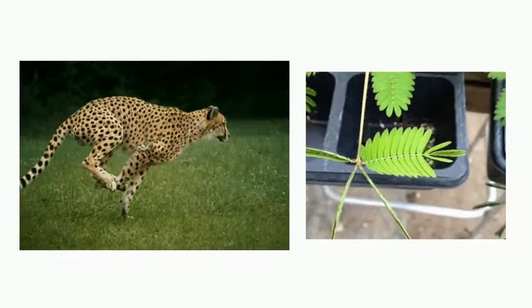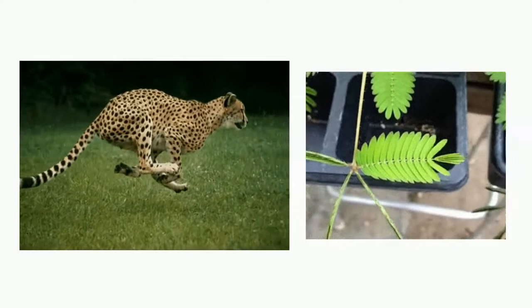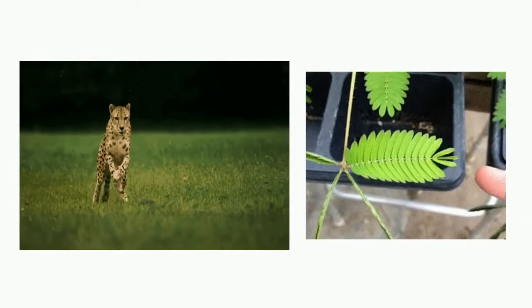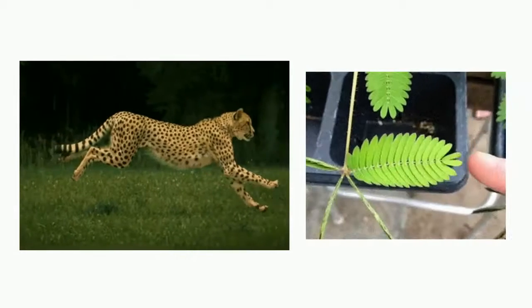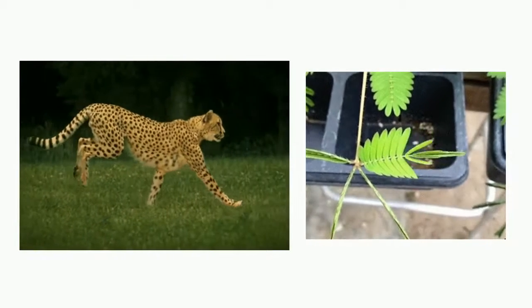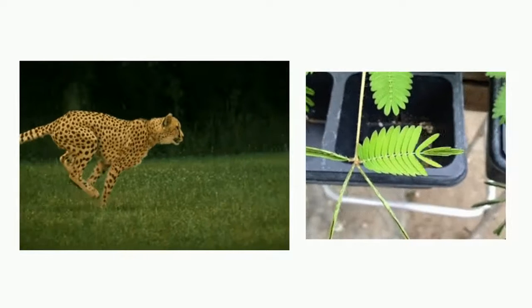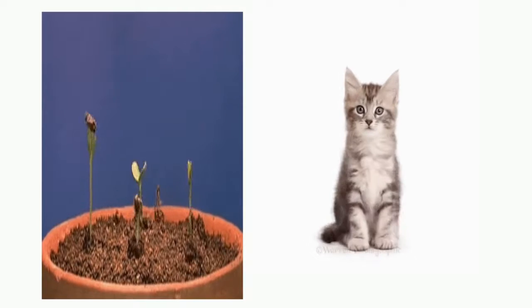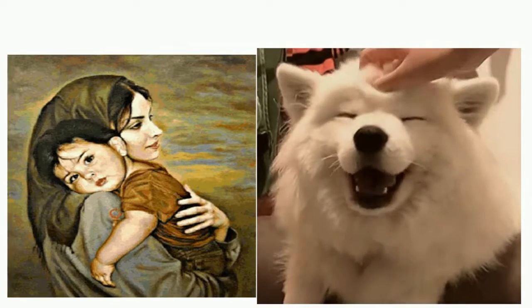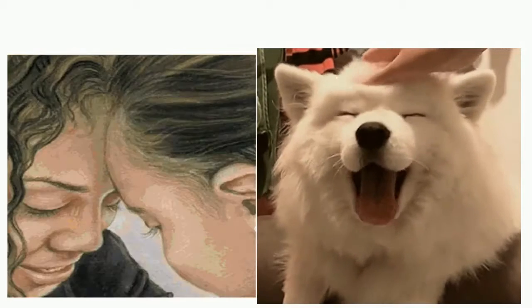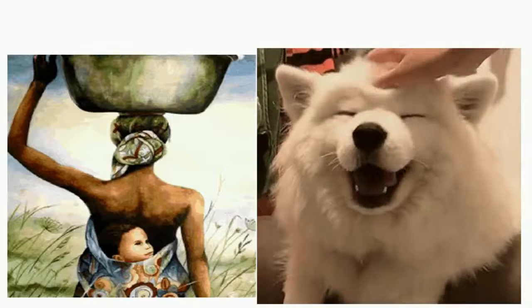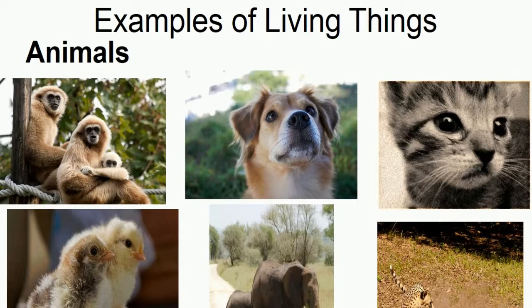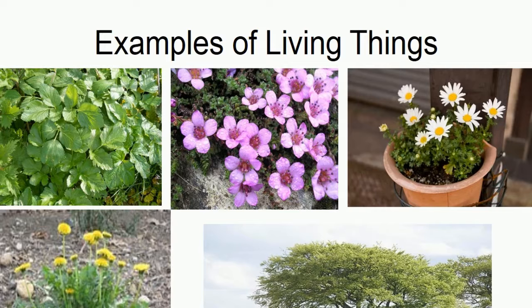For example, can we see the picture of a cheetah and a mimosa plant? The cheetah is running, and the mimosa plant is feeling when we touch it. Then the plant is growing from the seed and the baby cat is growing up to be big. So living things can reproduce and can feel. Examples of living things: we can see some animals, and we can see plants.